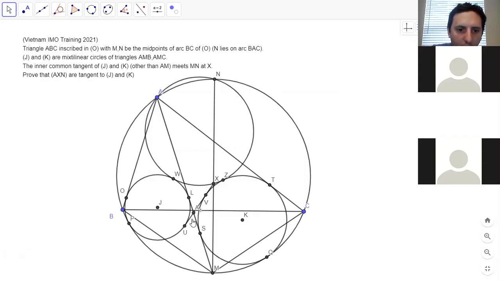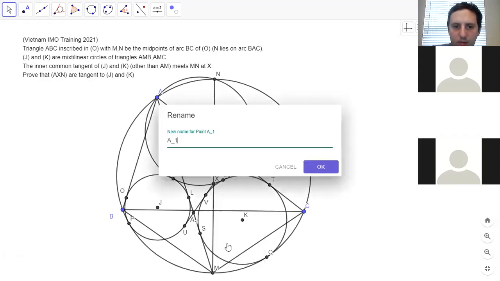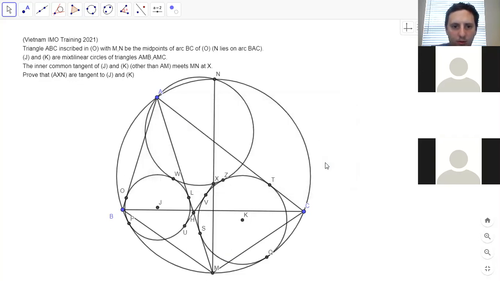Well, we kind of know that. So the center of homothety is the intersection of the internal tangents, right? Yeah, true. But we don't know AM passes through it. Oh wait, the AM is the common tangent. Yeah, right. Sorry. It's all right. So J, H, and K are collinear.